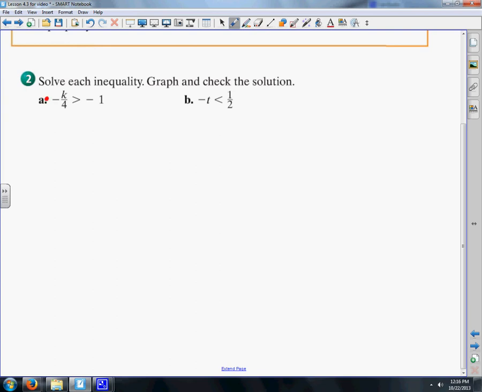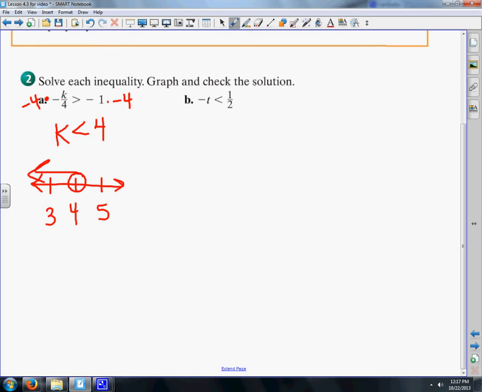Okay, so this one I'm going to multiply both sides times -4. So then I get K is less than because I have to switch my sign because I multiplied by a negative. It's the same as when you divide by a negative. And then my answer is 4, becomes a +4. And it also says graph and check your solution. So I have an open circle and it's everything less than.